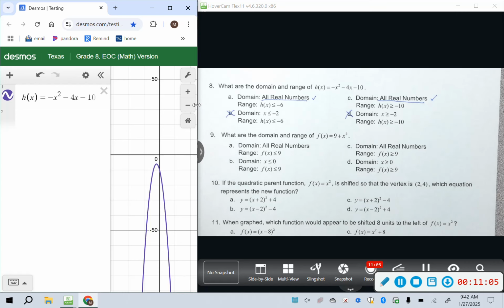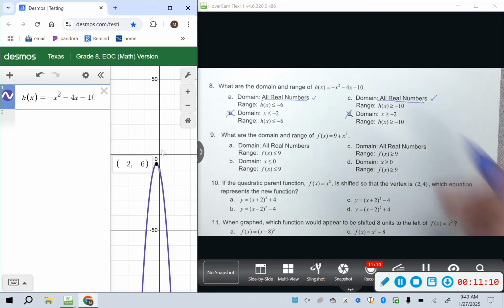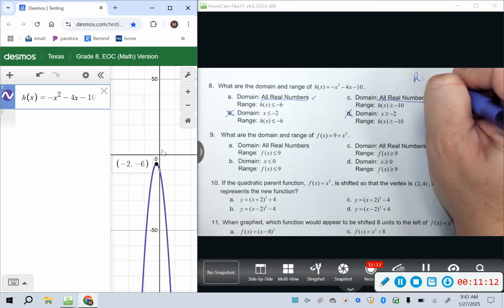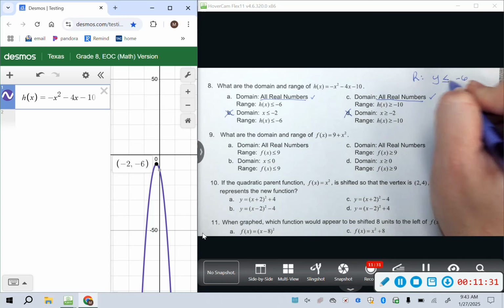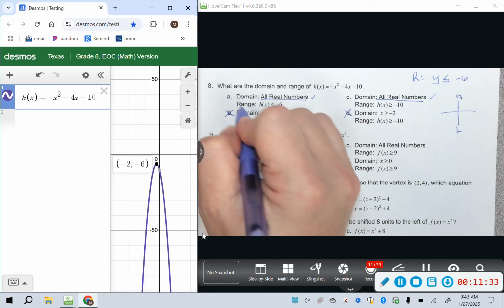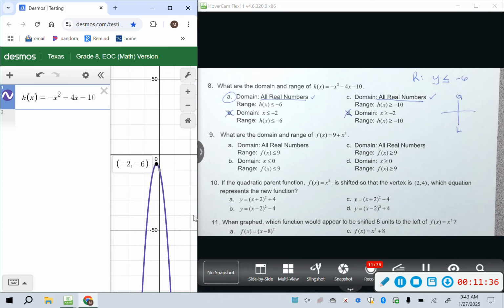Now range is my Y, so I'm going to find my vertex. And this is my biggest Y. So I know that my range is Y with negative 6, and it's going down forever. One thing I've stressed to my kids when we're talking about range: if it goes up forever, it's greater, down forever, it's less. Because up is bigger numbers, down is less numbers. This one goes down forever. So it's going to be less than or equal to negative 6, which is A. That one says negative 10, which is my intercept, but not my maximum.